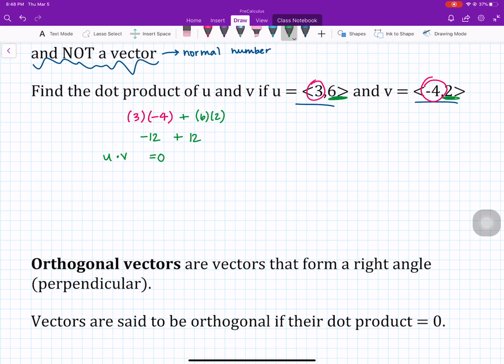The dot product can be any number. It can be a positive or a negative. It could also be a fraction or a decimal. It just depends on what numbers you have.